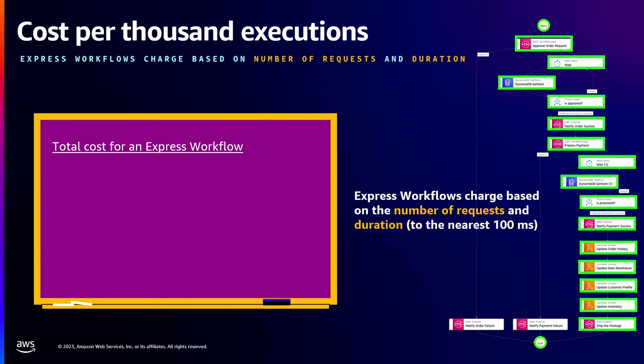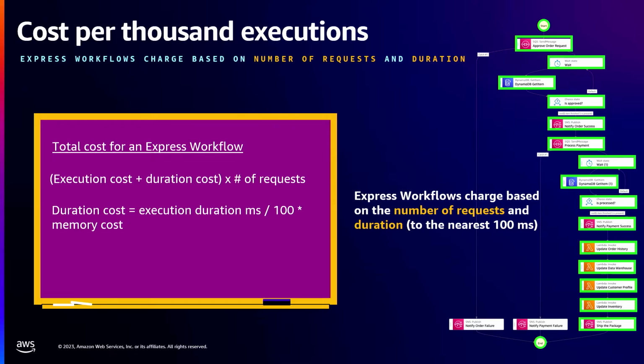So your express workflow is charged based on how long the workflow takes to complete, to the nearest 100 milliseconds, at the given memory allocation. And the memory allocation is not something you configure, but it is something you have impact on. Let's work out what the cost was first.